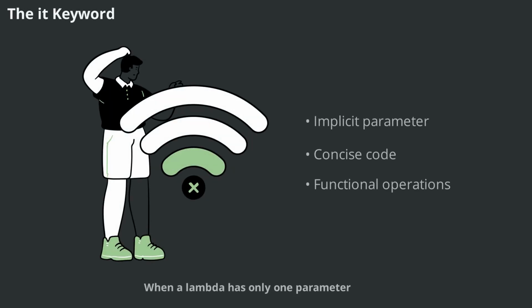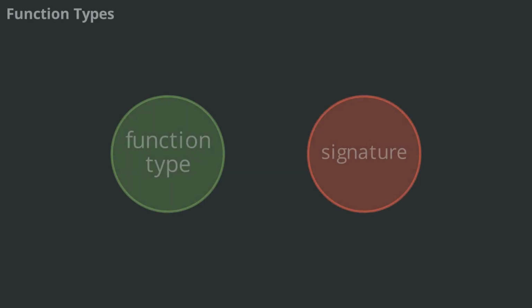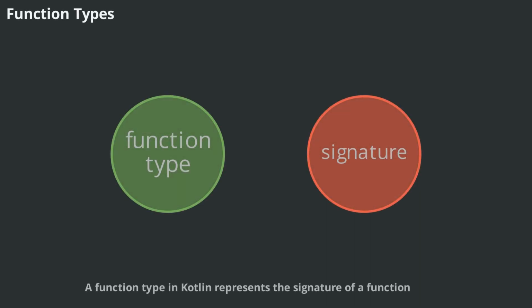When a lambda has only one parameter, Kotlin lets you use the implicit keyword it instead of naming the parameter. This makes your code even more concise, especially when working with collections and functional operations like map or filter. A function type in Kotlin represents the signature of a function, including its parameters and return type.